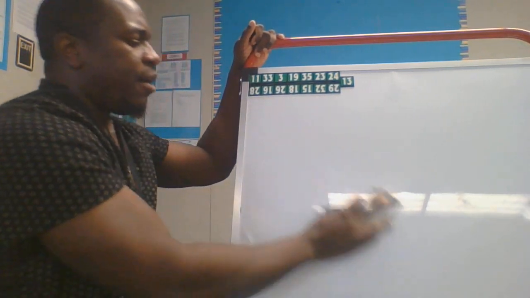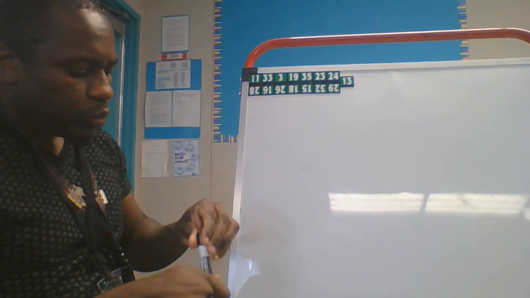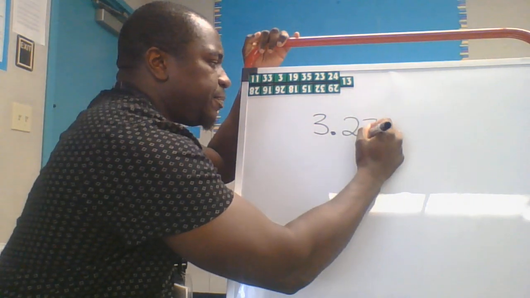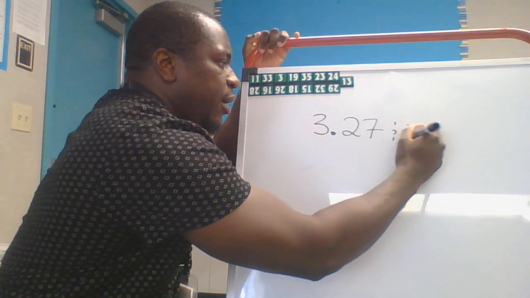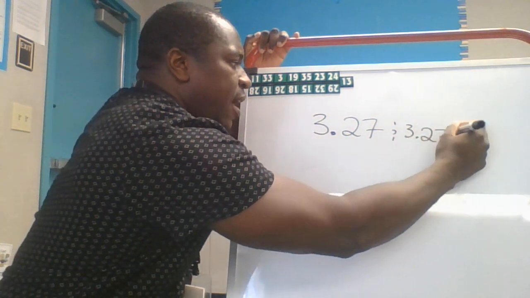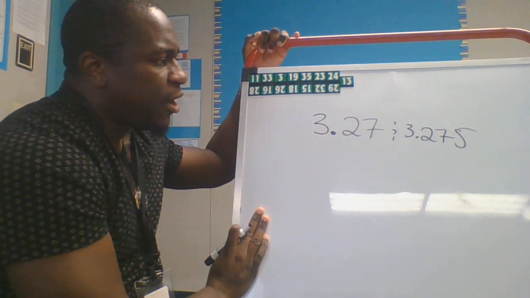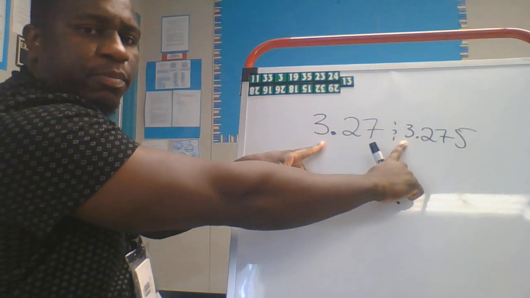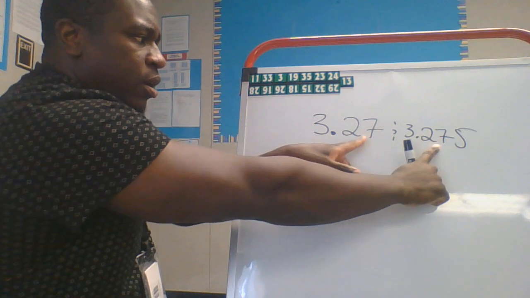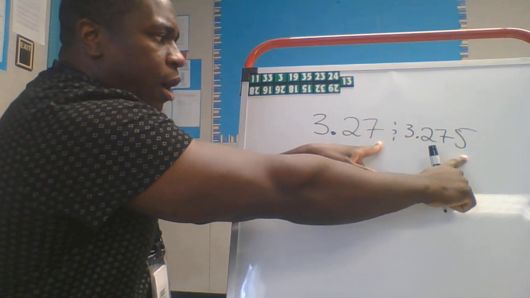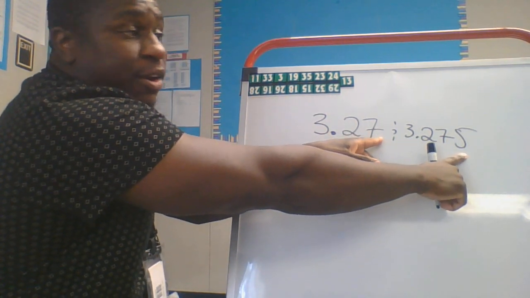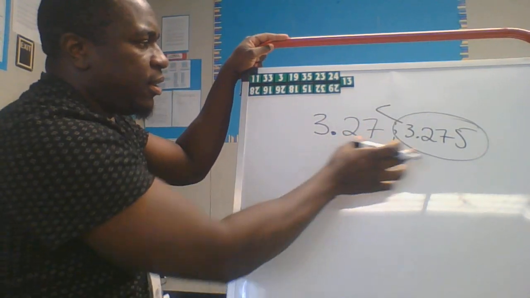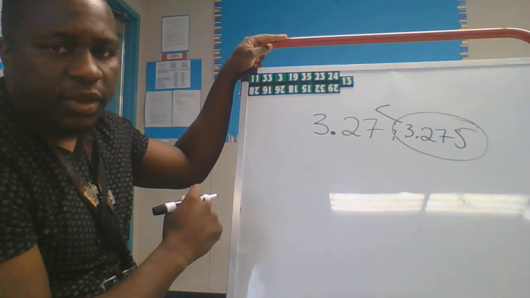The next is comparing decimals. So if you have 3.27 and 3.275, the way you see which is bigger, you start at the largest number, and wherever they're the same, you just keep going. Both threes, okay. Both twos, both sevens. Oh, this is a 5. There's nothing here, so that's 0. This is bigger. So you can tell that this is bigger than this one, okay?